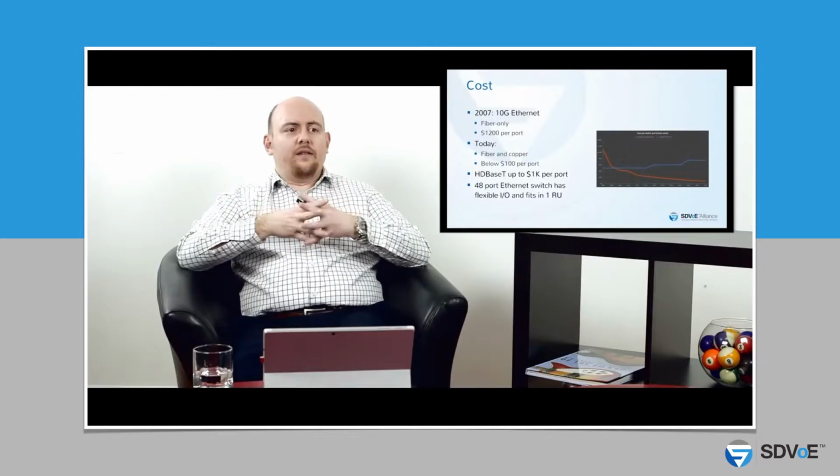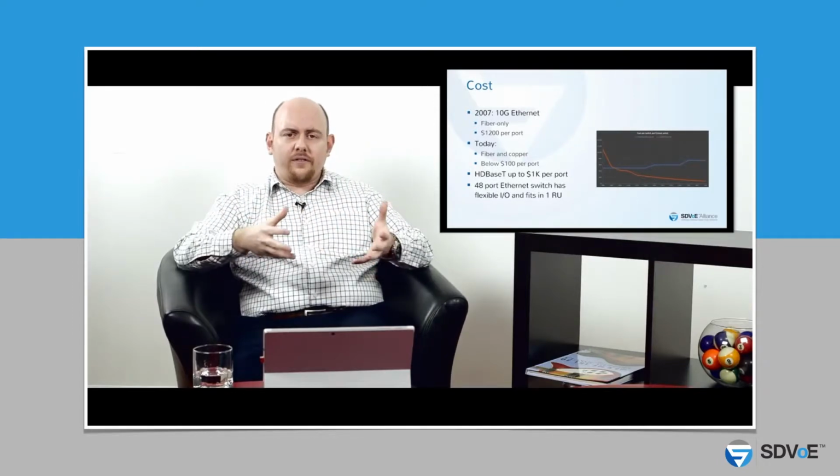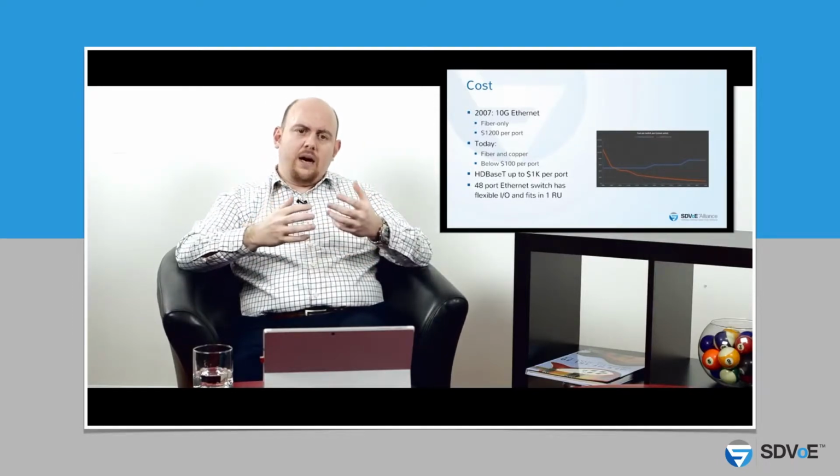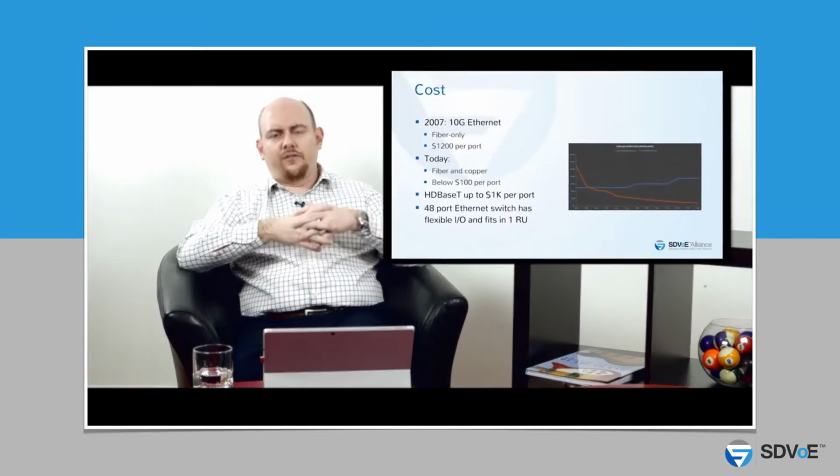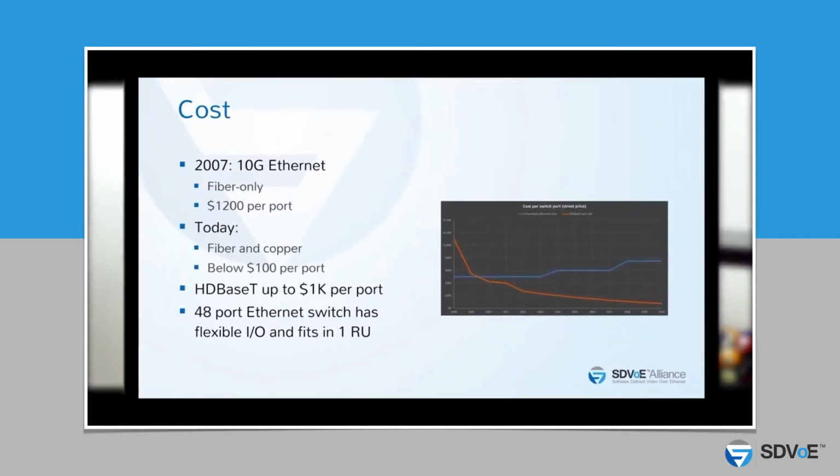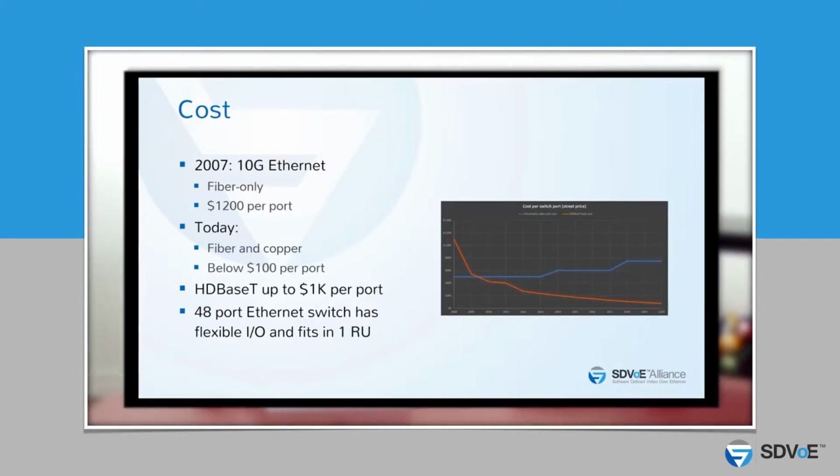The second thing that's held up this transition until now has been cost. I talked about needing a commodity-level Ethernet technology to solve this job. Right? So 10 years ago, in 2007, a 10 gigabit Ethernet port was available only on fiber optics and would cost you around $1,200 per port. So you can imagine that leads to very expensive systems.